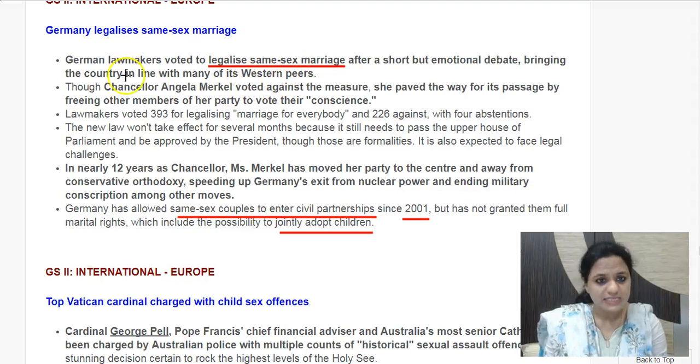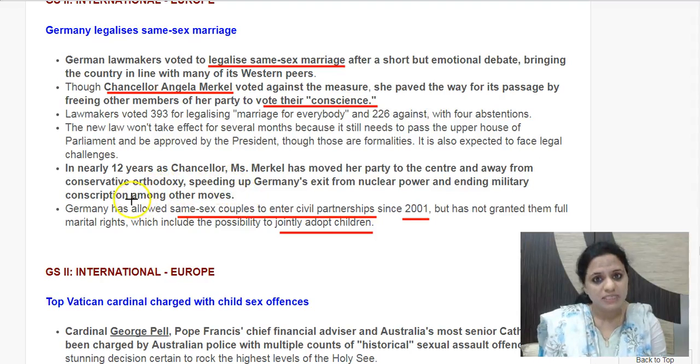And this legislation has been passed under Chancellor Angela Merkel of Germany, whose political party is a conservative party. The conservative party is against same-sex marriages, but she allowed the party members to vote according to their conscience. She herself voted against this legislation, but this gave freedom to various members. Members have voted in favor of same-sex marriage legislation here, that is seen. Angela Merkel is praised.